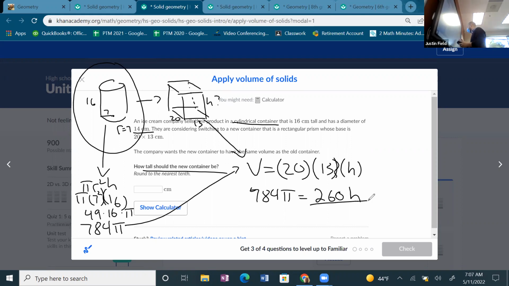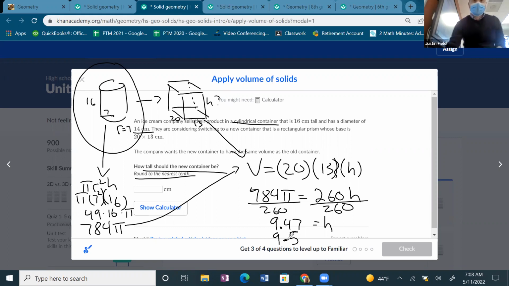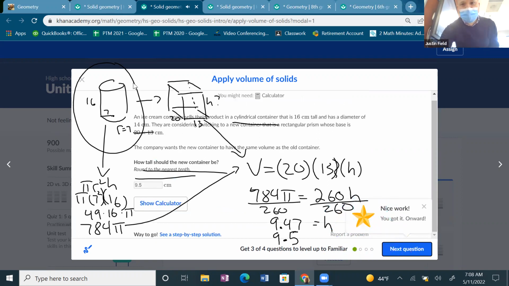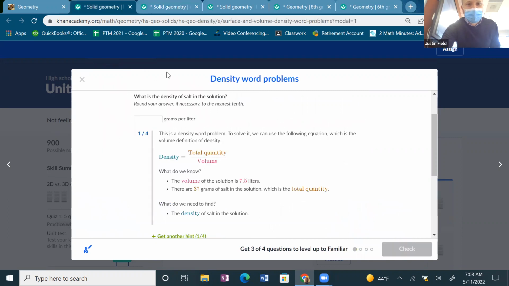Now divide both sides by 260. H is equal to 784 pi divided by 260. And the answer is 9.47. Round to the nearest tenth, so 9.5. All right, let's see if we got it. 9.5. Okay, look at that. So we're just using two volume formulas in one.